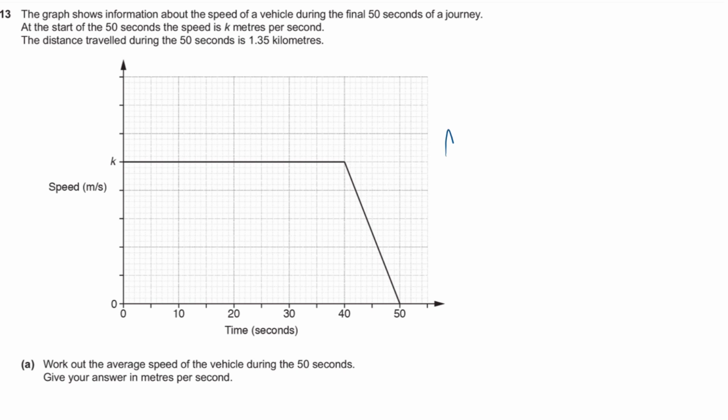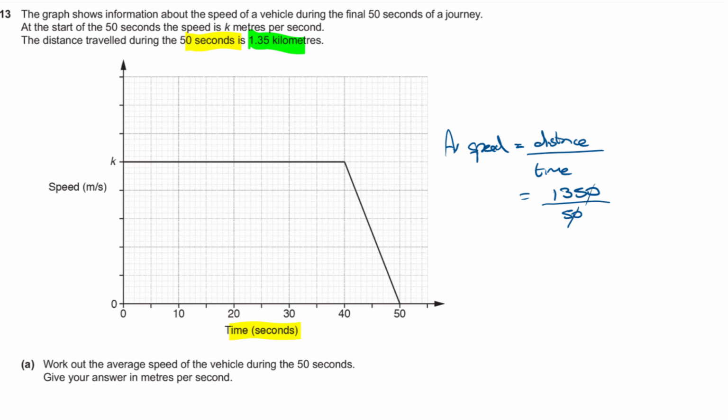Well, average speed is just total distance travelled divided by total time taken. We can see from both the graph and the question that the time taken was 50 seconds. So that's my divisor, 50. We know that the distance is 1.35 kilometers. There's 1,000 meters in every kilometer, so 1.35 kilometers is 1,350. So I've got 1,350 divided by 50.